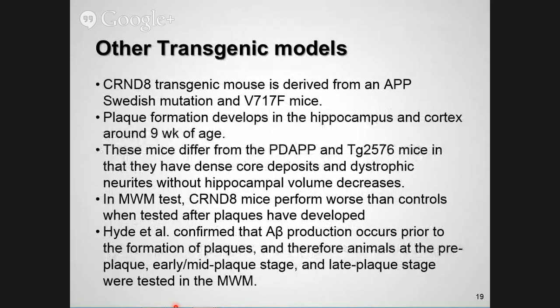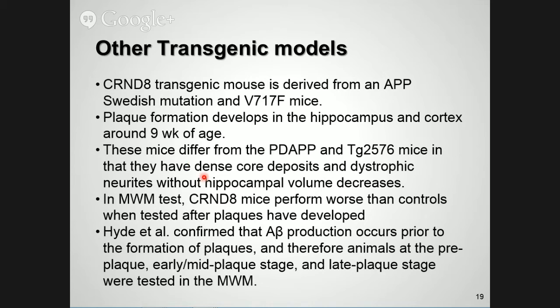The last one I'll get to before I get into the APP23 mouse is the CRND8 mouse. And this is the last and possibly the most widely used transgenic mouse. The CRND8 was actually developed here in Toronto. It is derived from a Swedish mutation in APP, where the valine is substituted by phenylalanine at position 717. As a result, they start forming plaques in the hippocampus and cortex around 9 weeks of age, a little earlier than some of the other models.